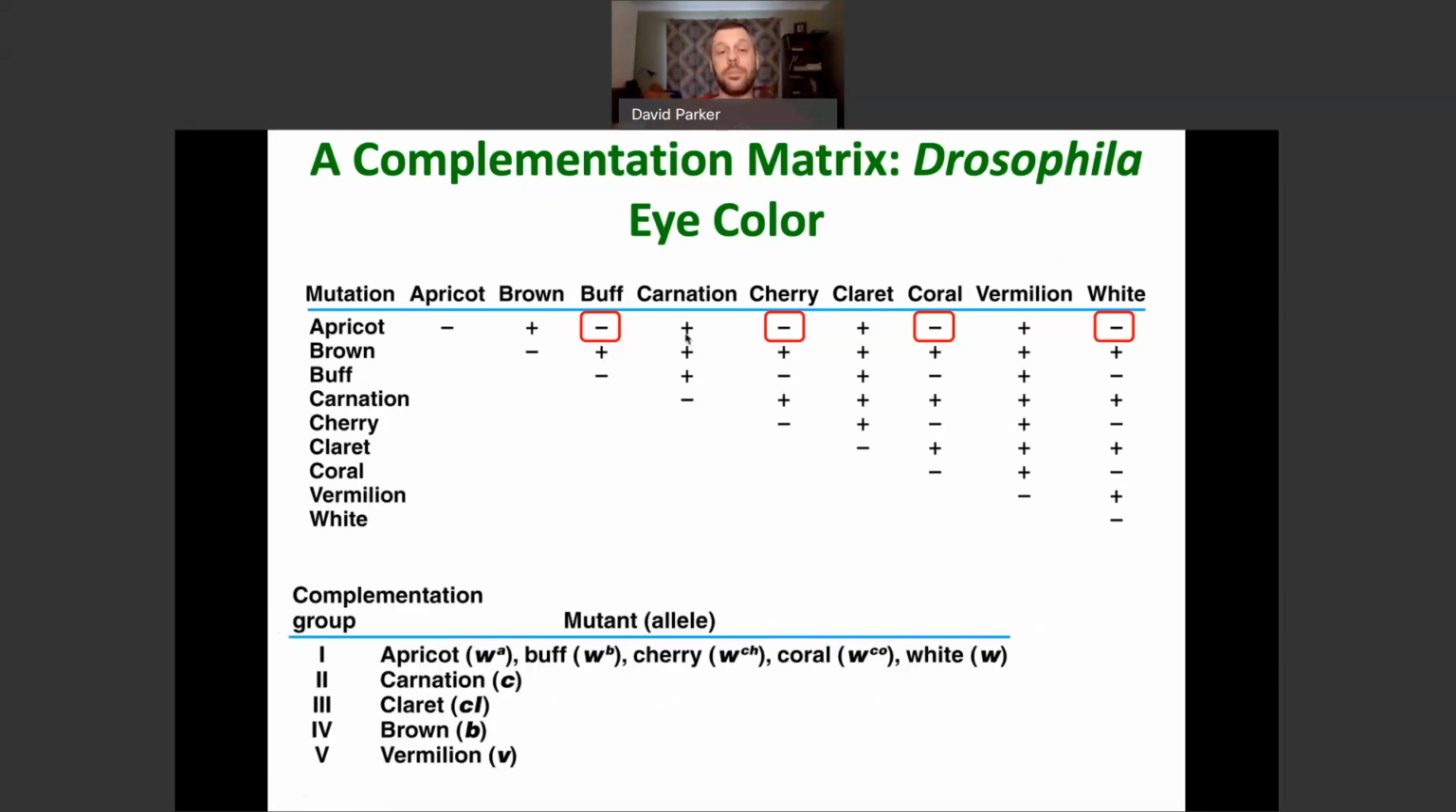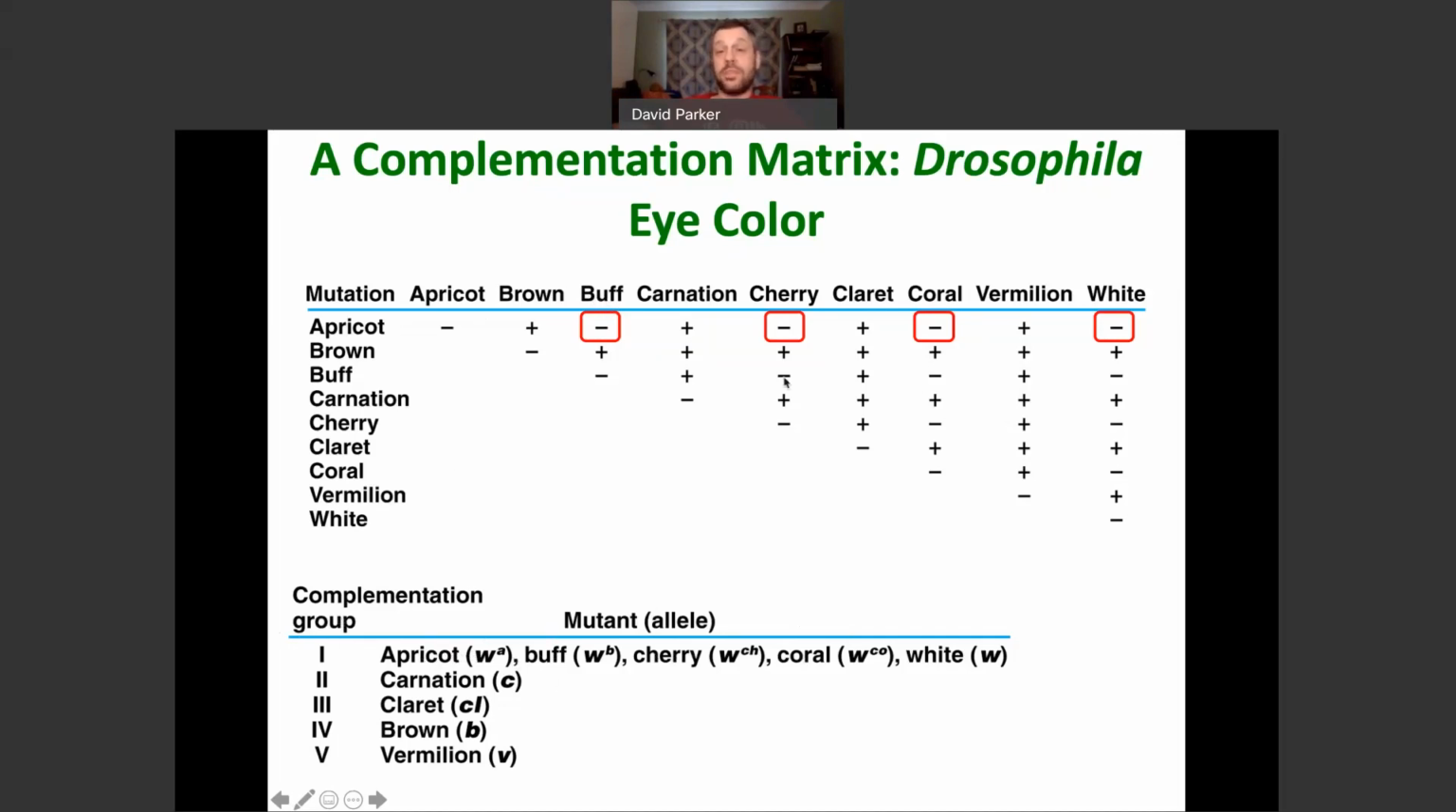If you look at this table and you interpret it using these minuses, you'll see that we have what are called different complementation groups. And that just means that if anything doesn't complement anything else, you put them in the same complementation group. So apricot doesn't complement buff. You put those in the same group. Cherry, coral, and white too. And I know that all of these mutants are in the same gene. That's why I put them in the same complementation group.